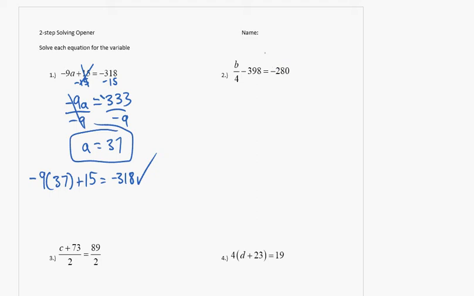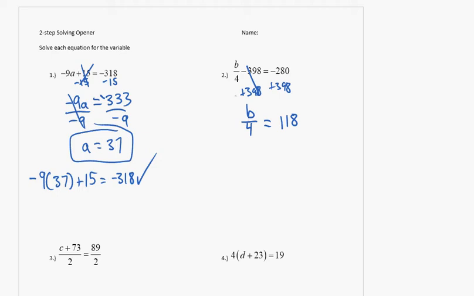Okay. Next up, we've got b over 4 minus 398 equals negative 280. I will give you a second to ponder what you want to do with this. The first thing we're going to do is deal with this negative 398 here, so I will be adding 398 to both sides. So negative 398 plus 398 cancel. I'm left with b over 4 on the left side, and then on the right side I have 118.